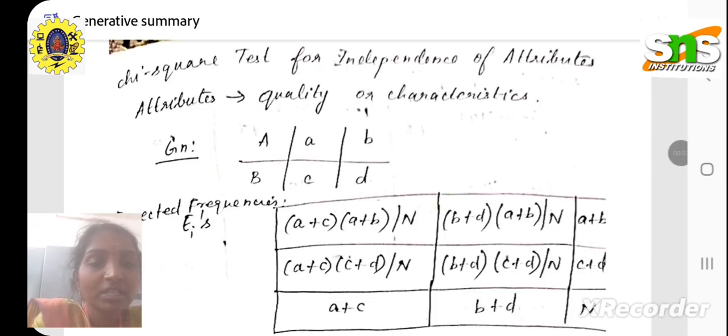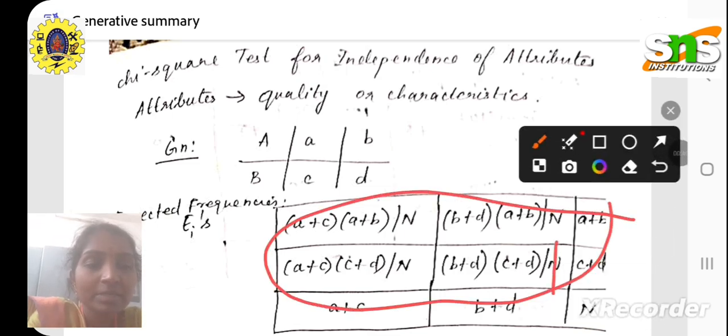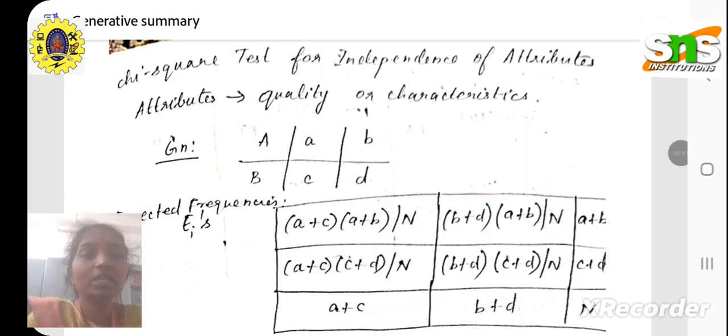And therefore the expected frequencies are calculated using this particular formula here. As I have explained earlier, this will be the row sum, this is the column sum, divided by the total number n. This is how we calculate the expected frequencies of the given raw data.